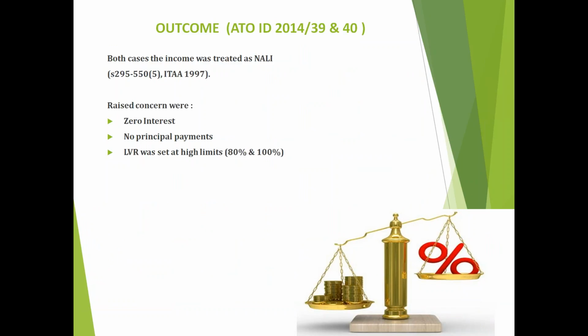Now moving on, in each case the ATO went on to treat the income under both cases as NALI and taxed it at 47%. Essentially, the main issue with both the loans was the 0% interest rate, with no principal repayments being required before the term end. The LVR was also set at very high limits, 100% and 80%, and that too was an area of concern for the ATO.